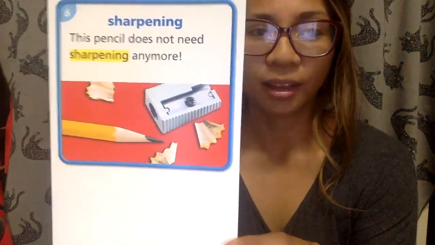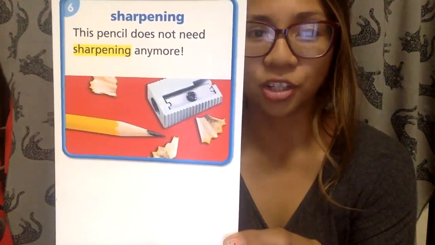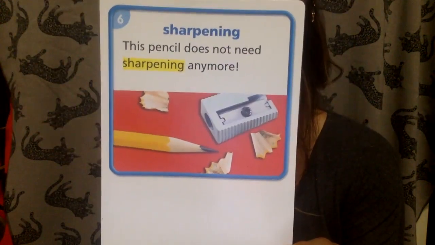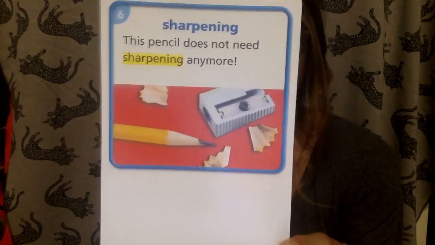The next vocab word is sharpening. This pencil does not need sharpening anymore. Sharpening means making something have a sharper edge.